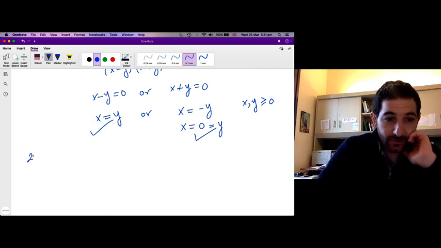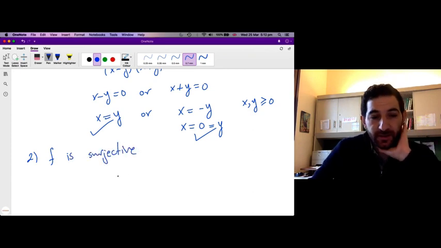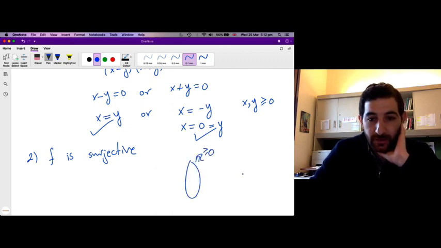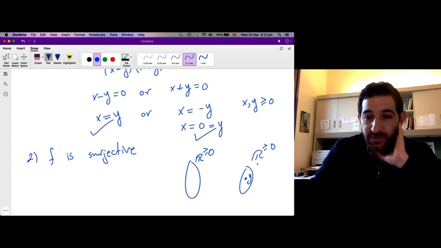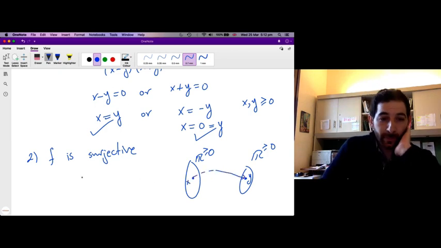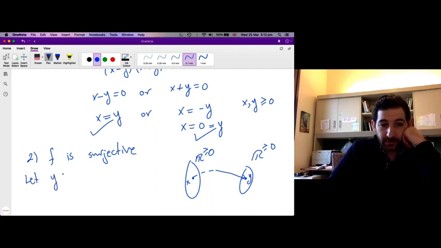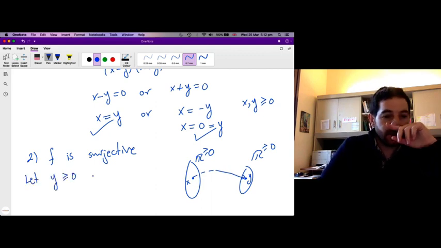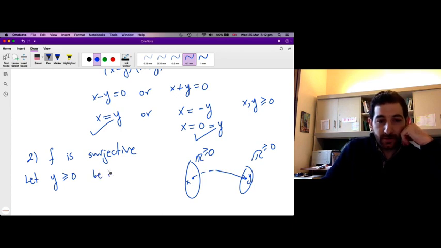Now, 2, we want to show that f is surjective. What does it mean that f is surjective? So here is a copy of the domain, and here is a copy of the range. It means that if you choose any element y here, which means that y is a positive real number or 0, we must find some x whose image is y. So let y be a real number bigger than or equal to 0, in the codomain.